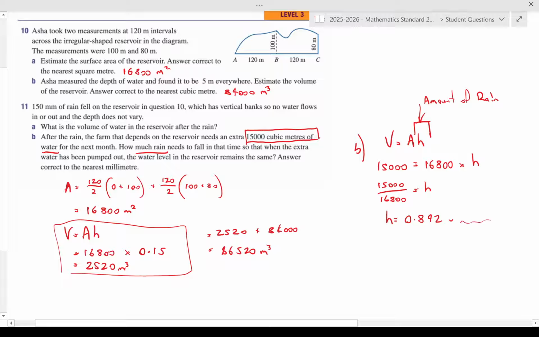0.892, and so on. And if you round that off, you're going to get 0.893, which is in meters. So if we convert that to millimeters, you're going to get 893 millimeters because we just times by 1,000. And that's about it. So I hope that made a bit of sense. If not, drop me another line and I'll have a look at it again.